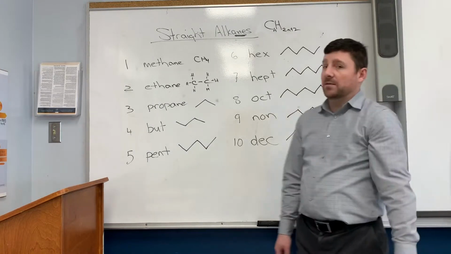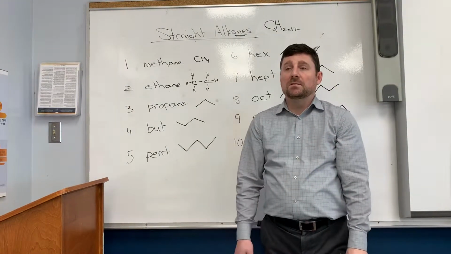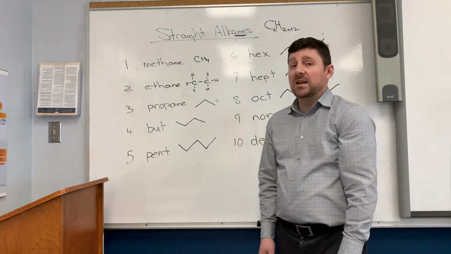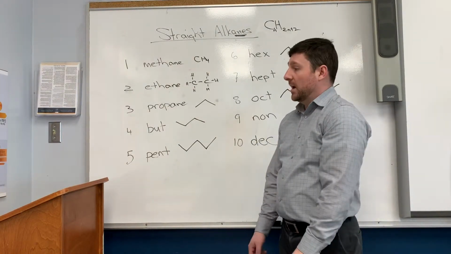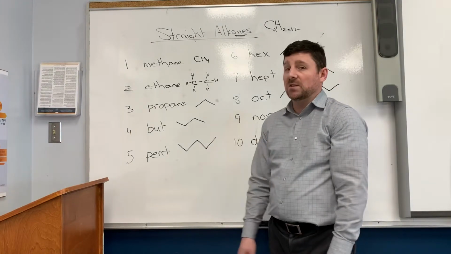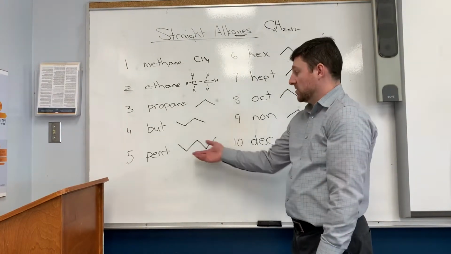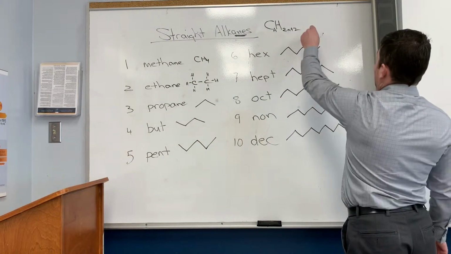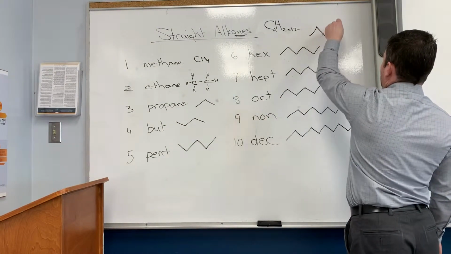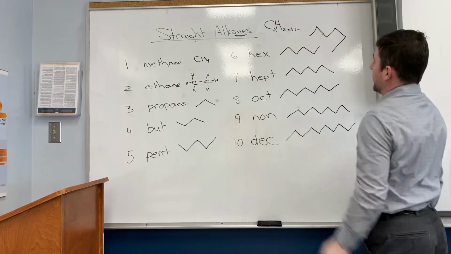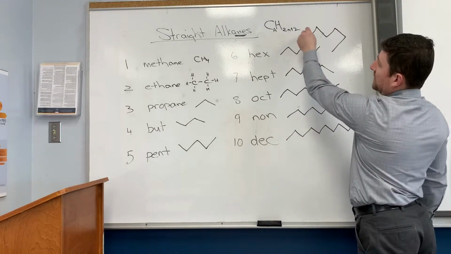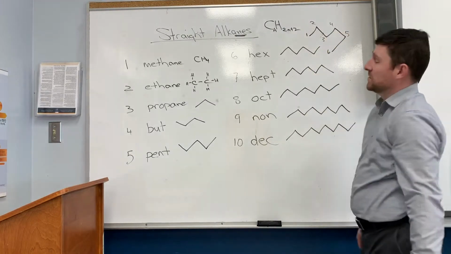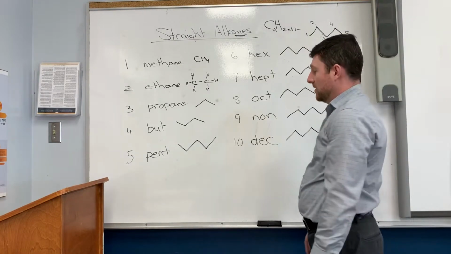The only thing that I should point out at this point is that these are drawn in straight zigzags, but as I mentioned in the previous video, sometimes you may see these chains in a configuration which is not straight. For example, if I took hexane, I could draw 1, 2, 3, 4, 5, 6 like that, and that's still hexane. It still has 6 carbons. I've just changed the direction of the chain.